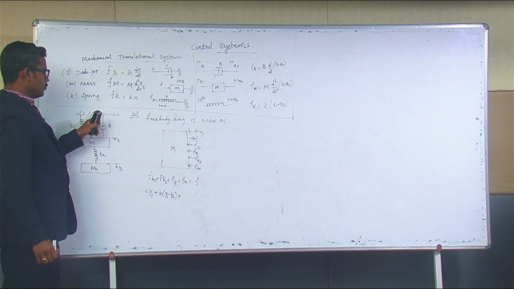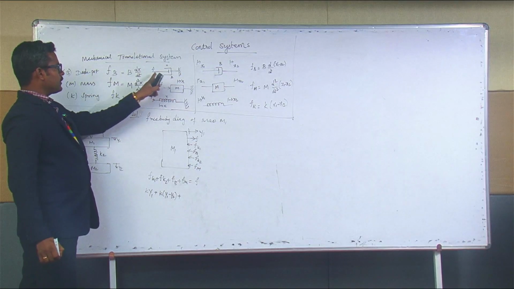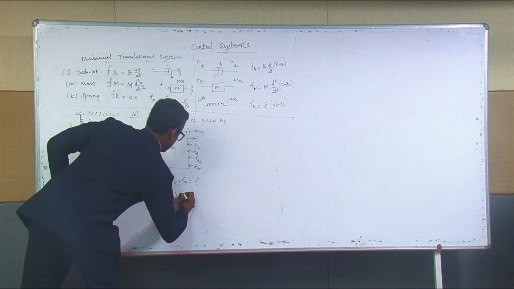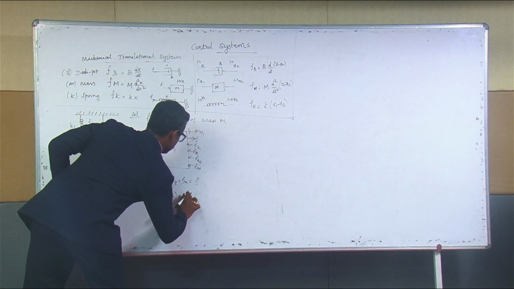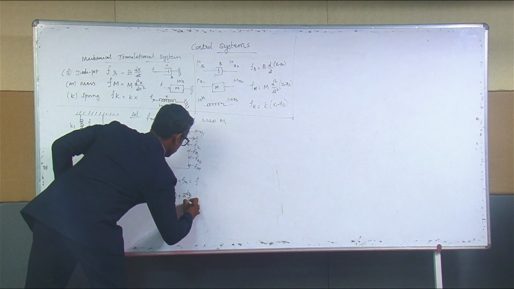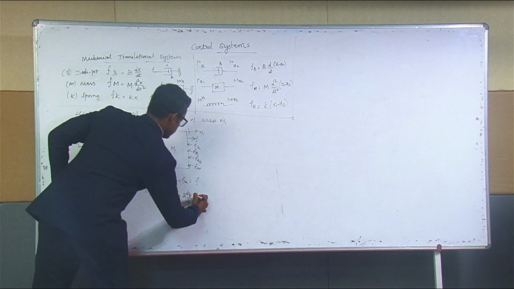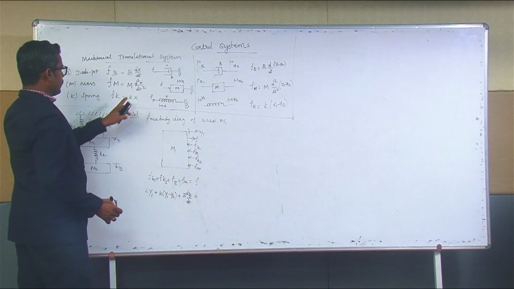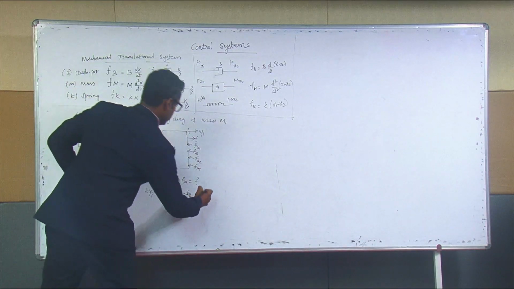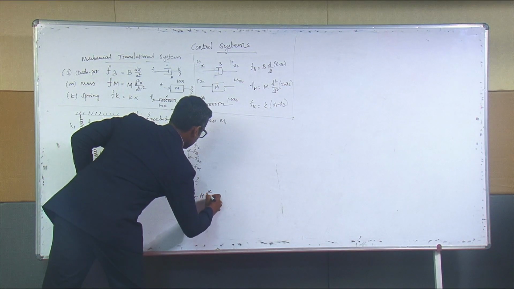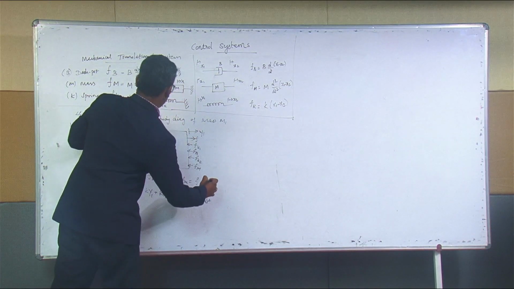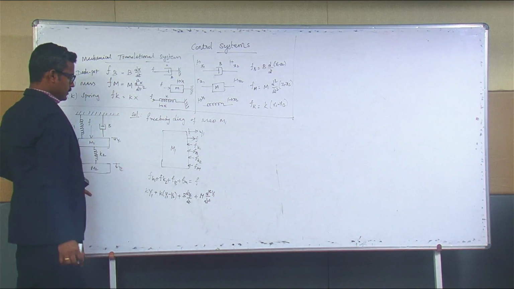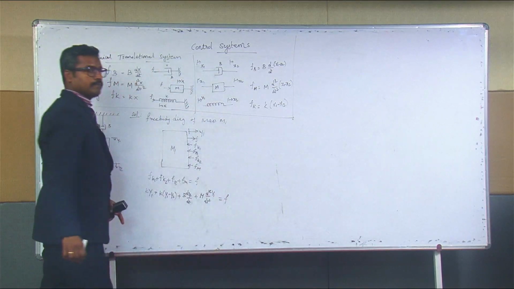Plus Fb. Here Fb is connected, one point to the reference and another point has the force. So we write b into dx by dt; instead of x we write y1, so b into dy1 by dt. Plus Fm. Here m is connected between the reference and the first point, so we write m into d square y1 by dt square. Here the displacement is y1, here it is y2, which is equal to f.